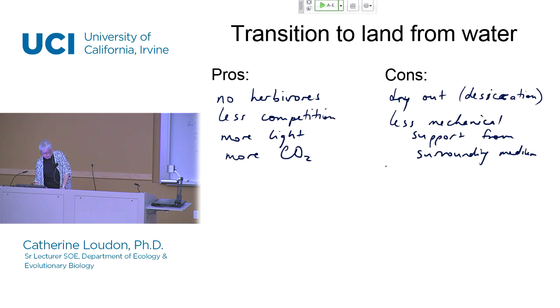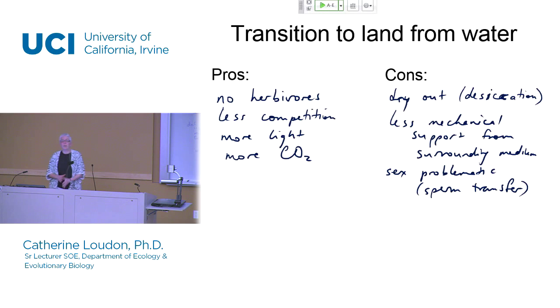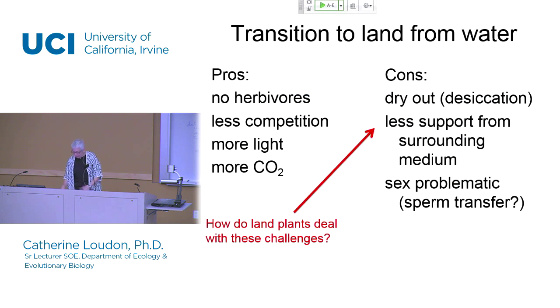And another con is that sexual reproduction is problematic. Why is that? Because of the whole issue of sperm transfer. In green algae and in many of the very first land plants, the sperm had to swim to the egg. This is pretty straightforward and easy if you're underwater. It's much more problematic if you're terrestrial. So let's go through this list and consider how land plants actually deal with these challenges.